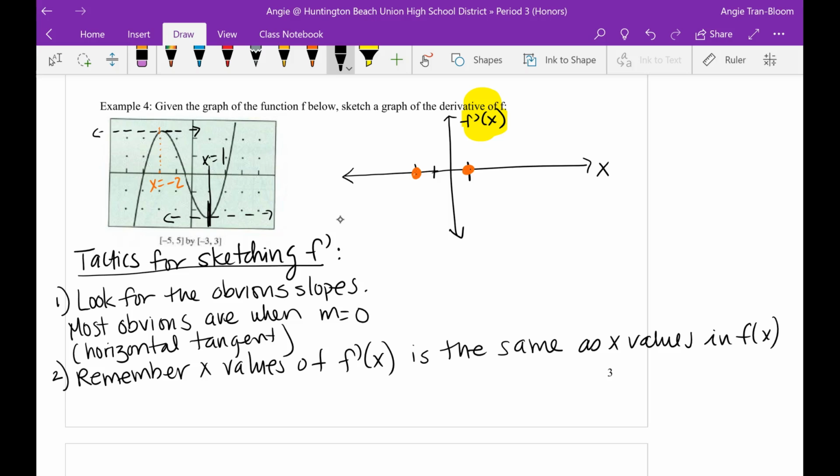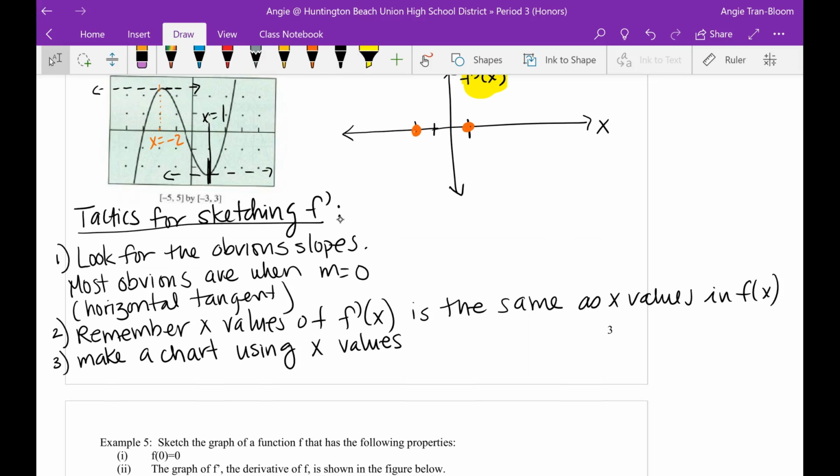Then step 3, just to have some organization, I tend to make a chart using x values. And no, you don't have to follow these tactics. The more you practice, the quicker you will be able to sketch these out. So what's happening is that you have 2 locations of when f prime is 0. The first location is x equals -2, and the second location is x equals 1. So what do I do with this?